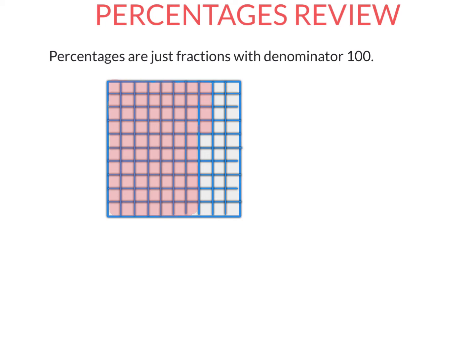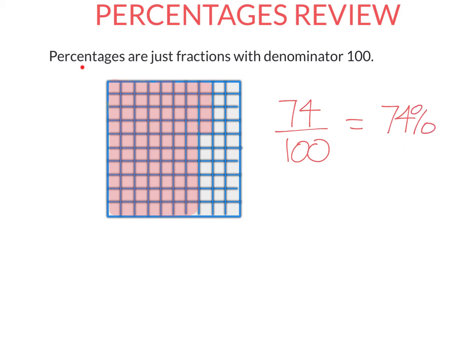Thank you so much for tuning into this video in which we review percentages. Percent just means per 100. So if I have a shape like this that's been divided into 100 little squares, 74 are shaded. So 74 out of 100 are shaded, 74 per 100 are shaded. So we can write that like this, 74%.